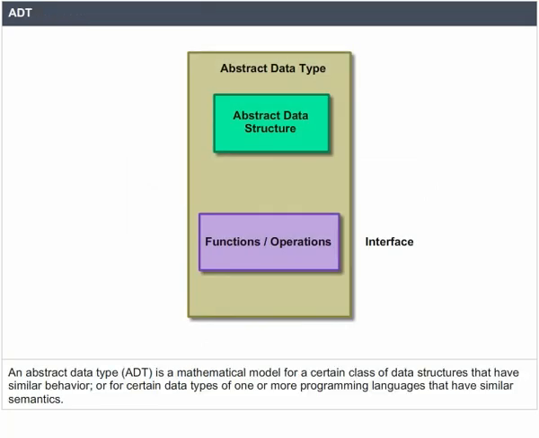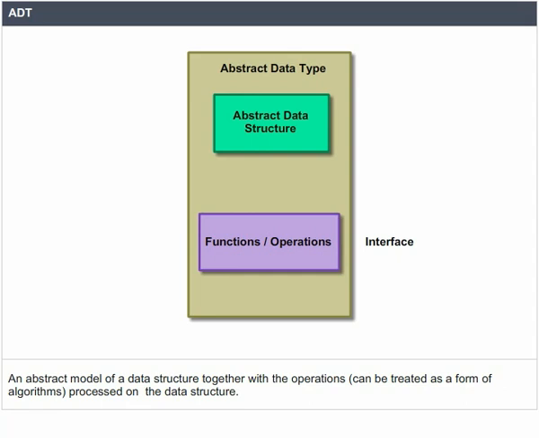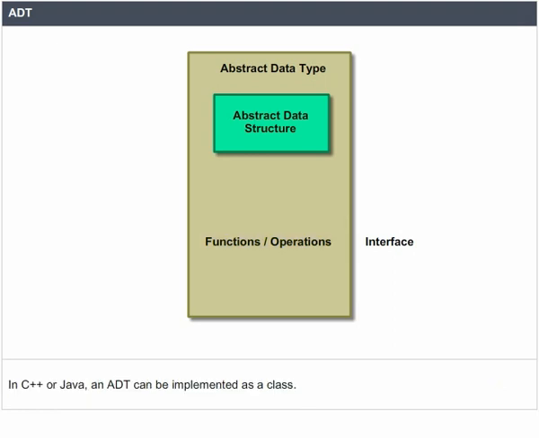ADT. An abstract data type, ADT, is a mathematical model for a certain class of data structures that have similar behavior, or for certain data types of one or more programming languages that have similar semantics. An abstract model of a data structure together with the operations can be treated as a form of algorithm processed on the data structure. In C++ or Java, an ADT can be implemented as a class.